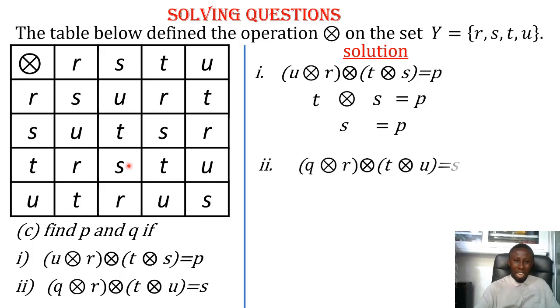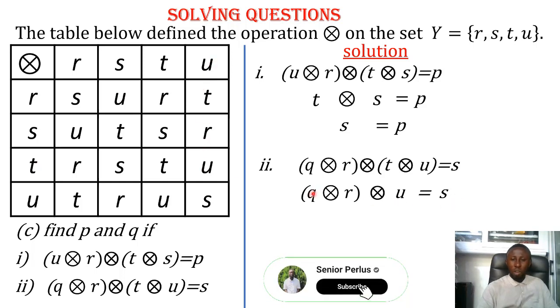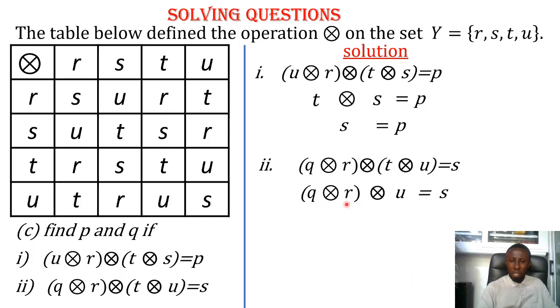Good. Now with part II, that's where the trouble is. We don't have Q here. So let's go and solve this one first. T operation U. We don't have this one. So T operation U is U. T operation U is U, which equals S. Since we don't have Q, we ask ourselves, U operation what will give us this S? So let's come to U. We have S here. Okay, so U operation U will give us S.